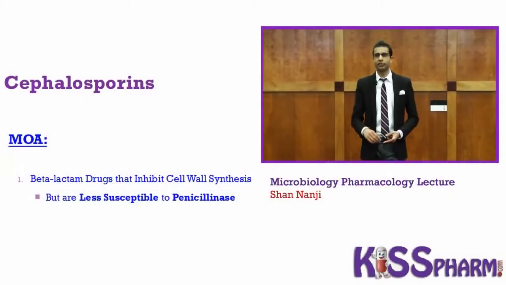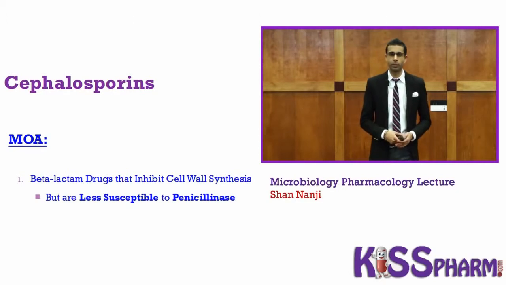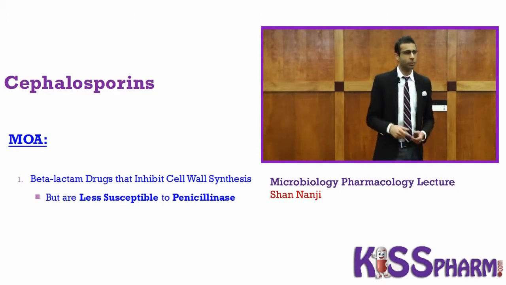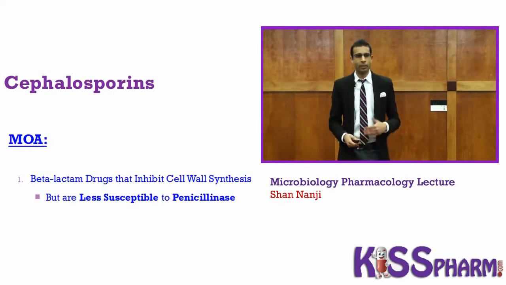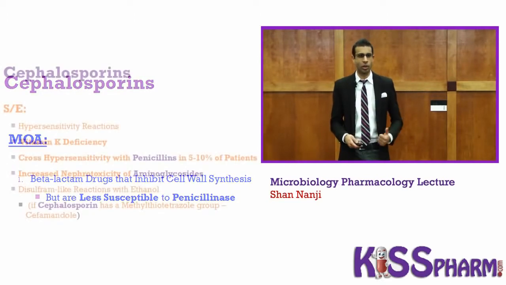There are 4 generations of cephalosporin. I'm going to give you a pattern to help you remember which ones are which. It's going to be nice and simple for you. Now, these are also beta-lactam drugs, and they also inhibit cell wall synthesis, okay? But they are less susceptible to penicillinase. That means they cannot be inactivated as easily as the other drugs we talked about.